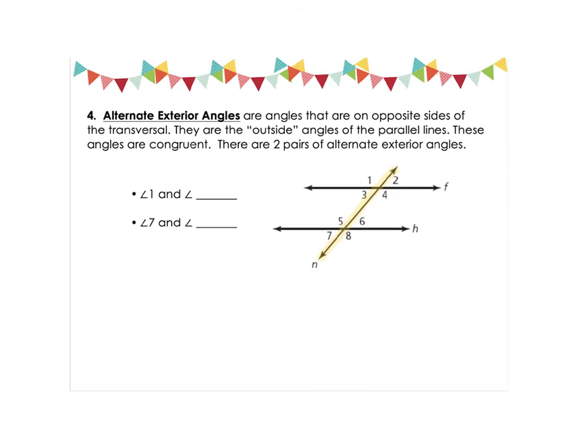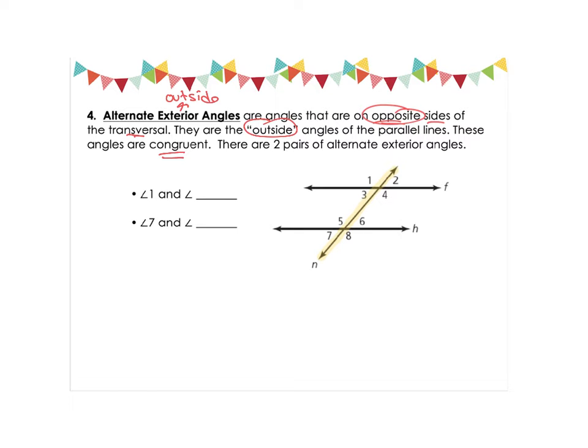All right. Okay, so the next type, number 4, alternate exterior angles. So again, here the exterior, we're just going to use the vocab for that. That's the outside angles. So they are on opposite sides. Okay, so opposite sides of the transversal. They are the outside angles and they are congruent. Congruent just means that they're the same.